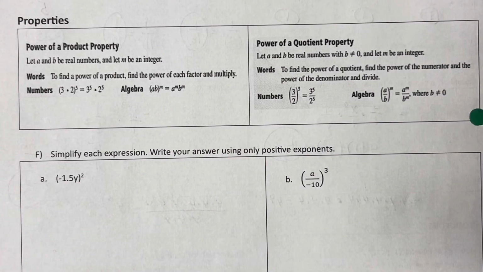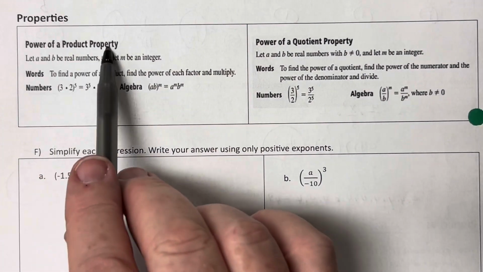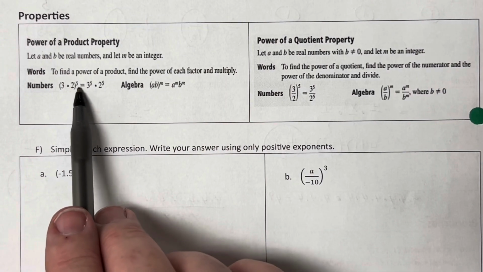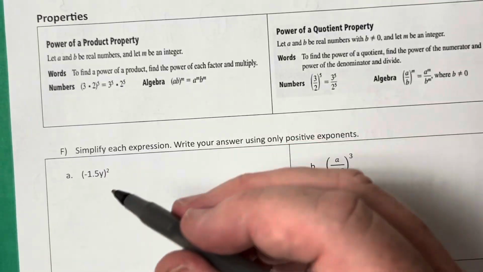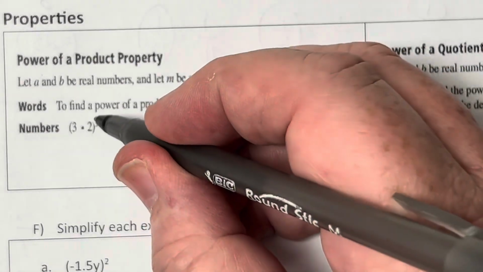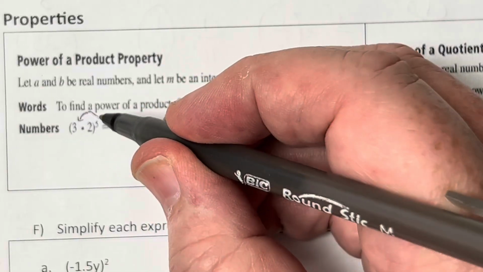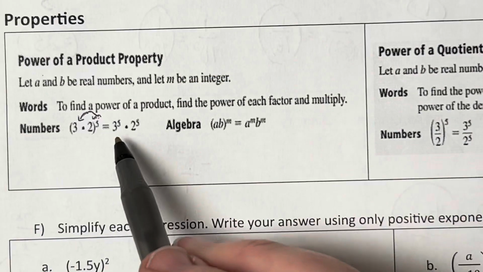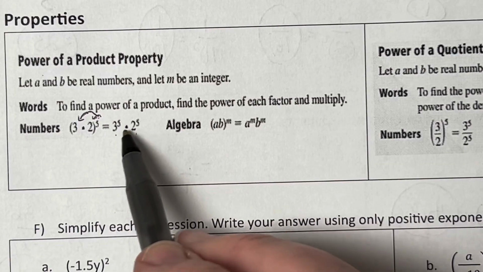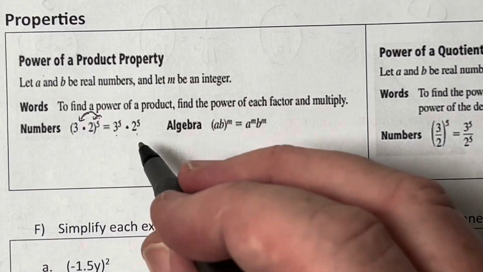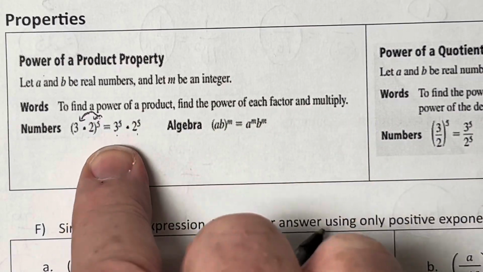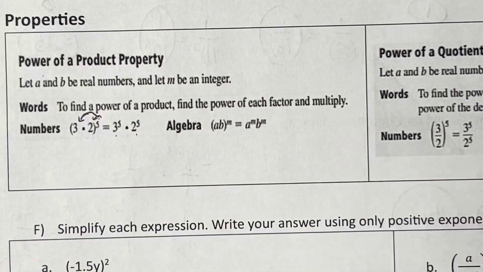All right, our last couple of properties here. One is the power of a product property. So when two things are being multiplied and then those have an exponent, you're doing the distributive property here with that exponent. So the 5 goes to the 3 to the 5th power and then 2 to the 5th power. So we have 3 to the 5th power times 2 to the 5th power. And then you would follow the product rule. These aren't the same bases, so you would just do 3 to the 5th, 2 to the 5th, and then multiply.